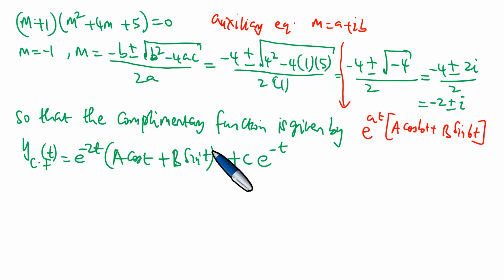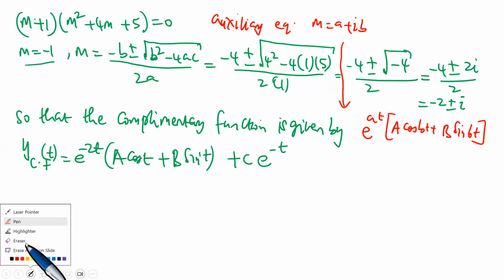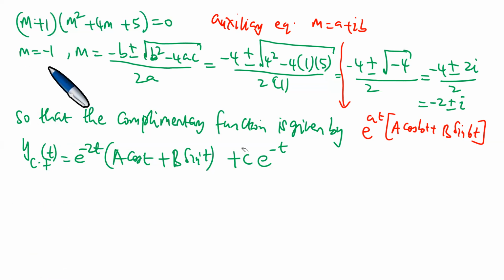This is the answer. Okay, obviously this is not the only root, because m is plus or minus this, but you only take the plus i. That's why it's only one t, just t here, and the minus two real part is minus two t. But you also have m equals minus one. And the m equals minus one now is actually what we have here.